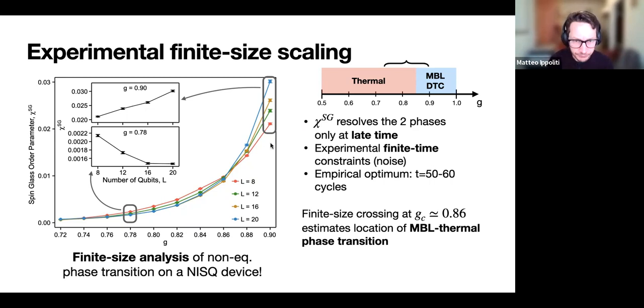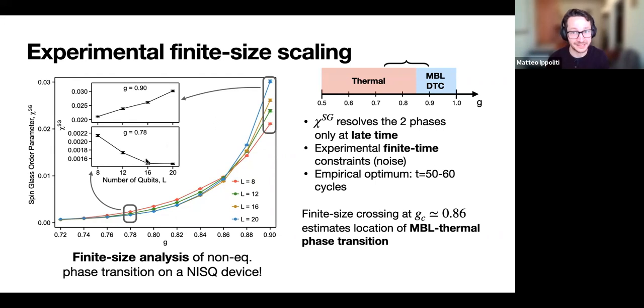And as you can see, at this time, you're already able to resolve the two different trends in the two phases. So in particular, at this value of G that's above the putative transition, you can see that the value of this quantity increases with system size. So these values are increasing here. And on the other hand, below the transition, if you zoom in quite carefully, you can see that these measurements are actually decreasing with size.